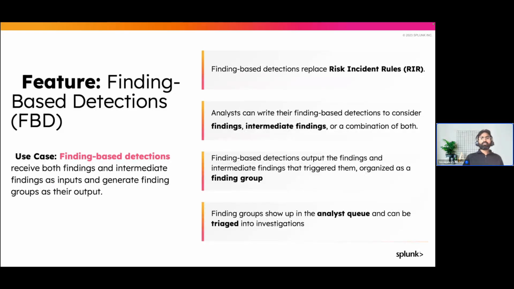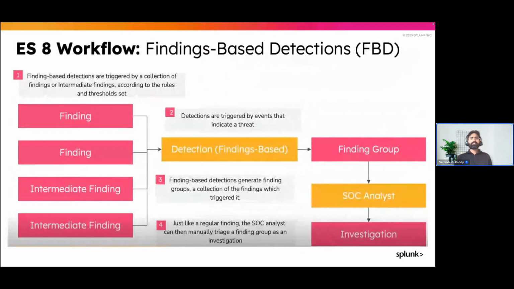Under finding-based detection output, let's skip this one and go to the finding-based detection. Unlike event-based detection, finding-based detections are triggered by the collection of findings, intermediate findings, or both, as I mentioned in the previous slide, as per the threshold set on the intermediate findings. And finding-based detections generate a finding group, a collection of the findings which triggered it.